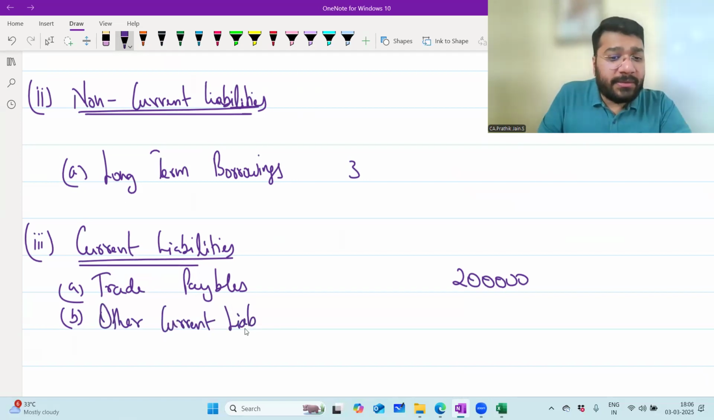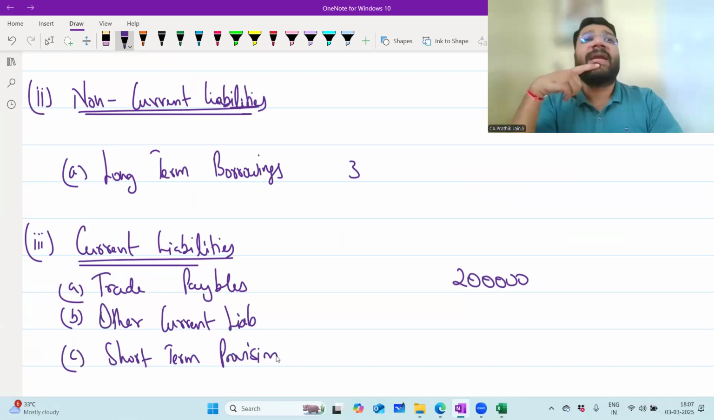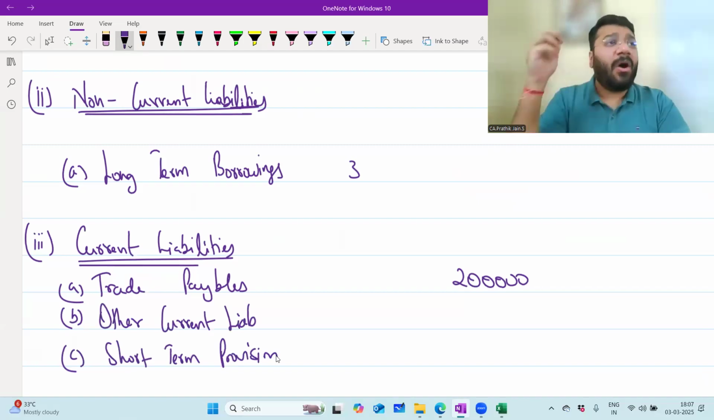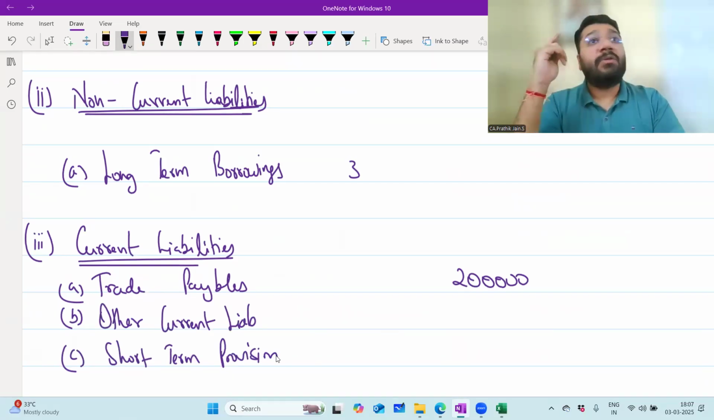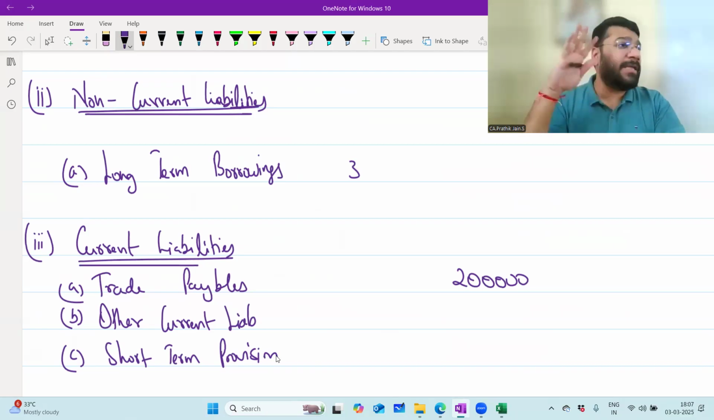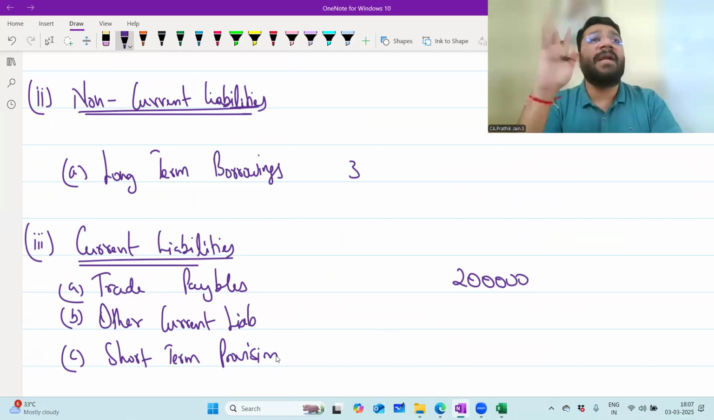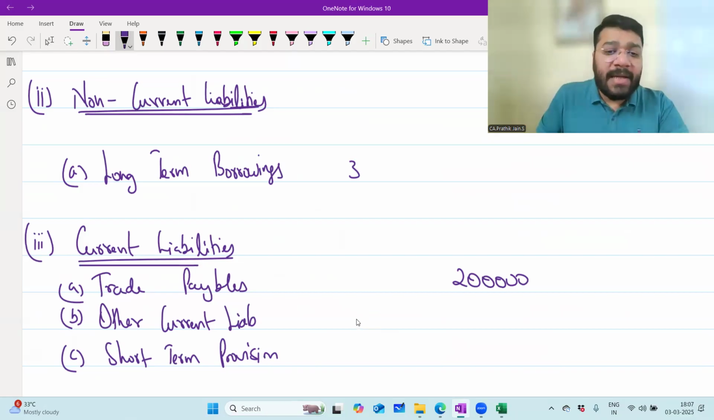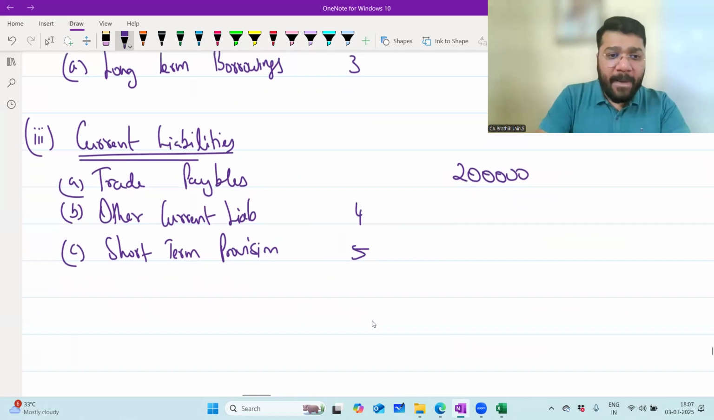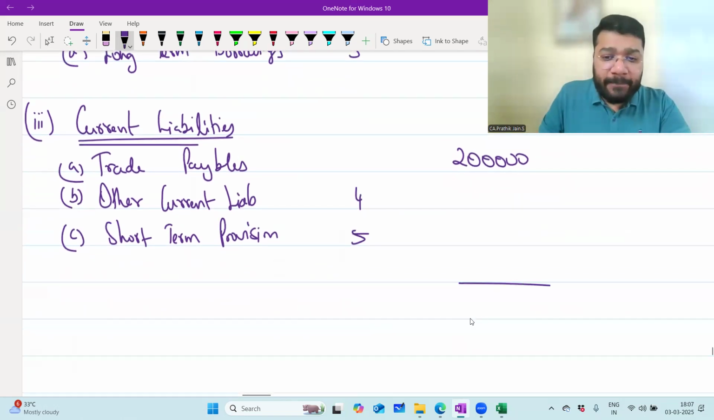Other current liabilities. C is what? Short-term provision. If only one item is there, you can directly record it. Or if you have time, you can create the note separately. Depending on time, you can decide. But in the textbook, everywhere for short-term provision they have created the note. So other current liability, note number 4, short-term provision, note number 5. Correct? With this, are we done with the liability side?